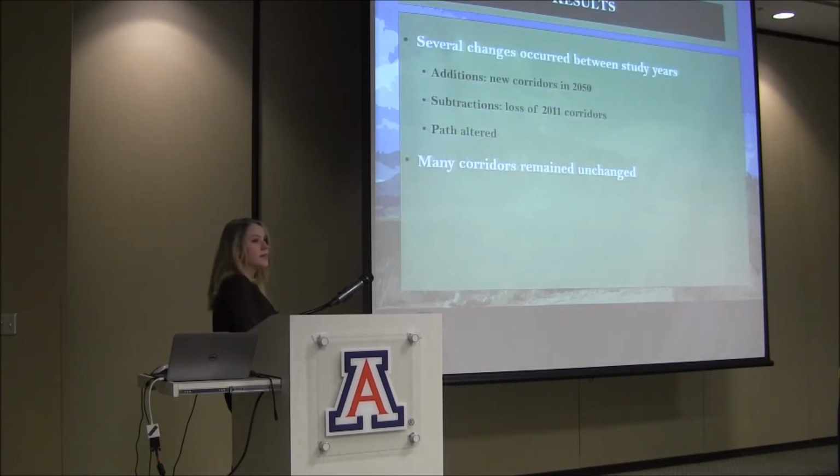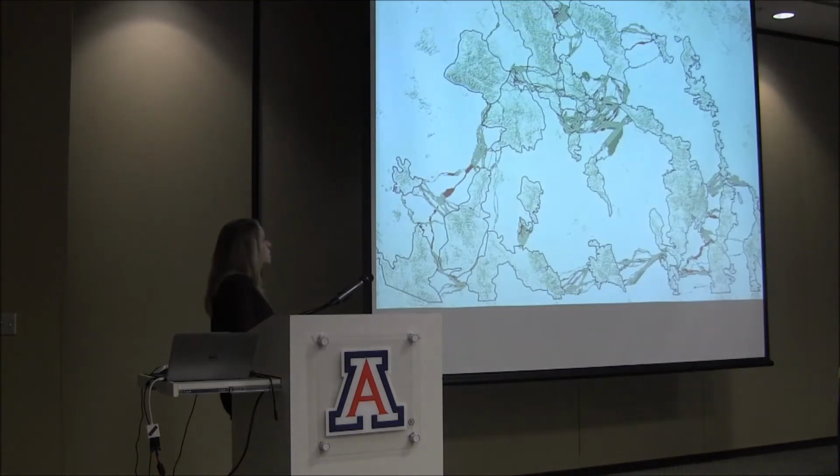The results indicated that several changes occurred between study years. Some new corridors appeared in the 2050 data, and some 2011 corridors were lost. And also the path taken by some corridors changed, but overall many of these corridors remained the same. And so here is that change map. Corridors in brown are the ones that remain unchanged. Green are additions that occurred in the 2050 data, and red are 2011 losses.